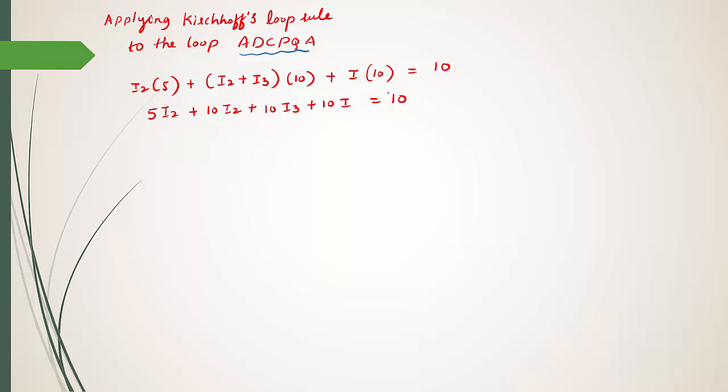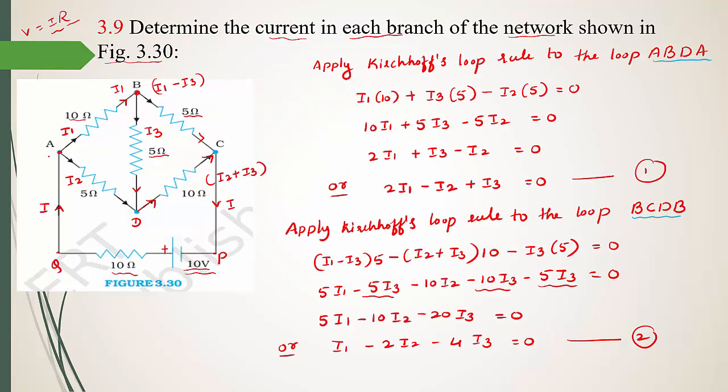So now this equation can be written as 5I2 plus 10I2 plus 10I3 plus 10I is equal to 10. Let us divide by 5. I2 plus 2I2 plus 2I3 plus 2I is equal to 2. I2 terms you can observe. So we will get 3I2 plus 2I3 plus 2I. In place of I, what to write here? Total amount of current is I and it is divided as I1 and I2 at the terminal A. You can observe this diagram. Total amount of current is I here. So this I is divided as I1 and I2. So in place of I, we can write I1 plus I2.